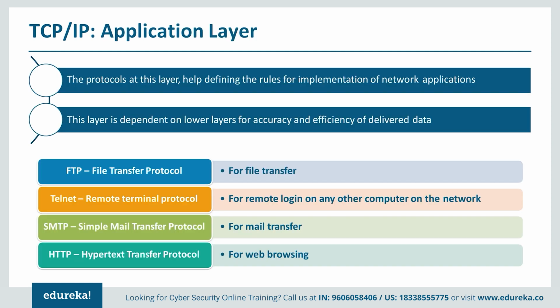What is FTP? FTP is simply the File Transfer Protocol. It helps us share a file from a server or store files on the server. Telnet is a remote login protocol. It helps us log into a computer remotely. SMTP is the Simple Mail Transfer Protocol, which helps us send emails.